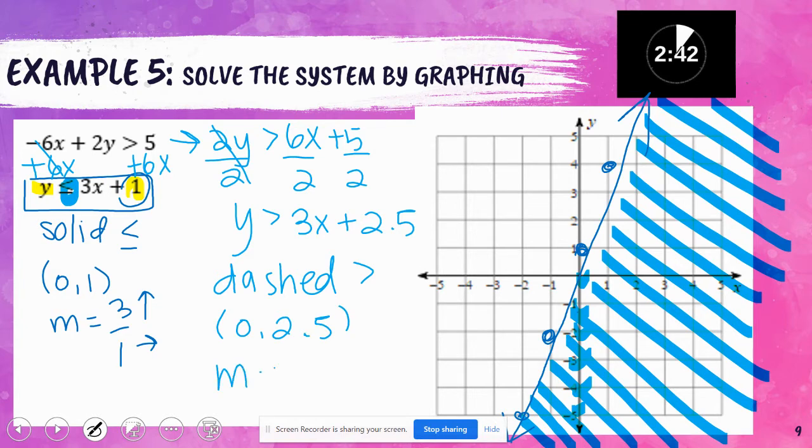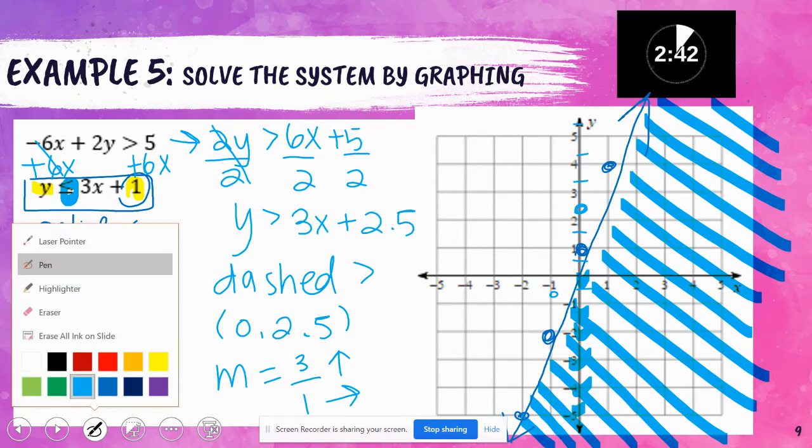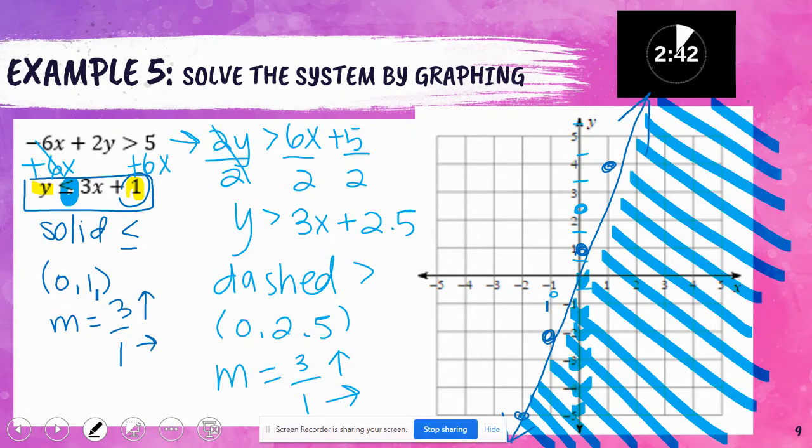And we know our slope is equal to 3 over 1. Again, we're going to go up 3 and to the right 1. So finding our y-intercept 0, 2.5, that's right here. And we're going to go up 3 and over 1, that's somewhere up here. And down 3 and over 1, that's over here. So from my 3 points, I'm going to do my best to create a dashed line that goes through them. I want to use the lighter blue.